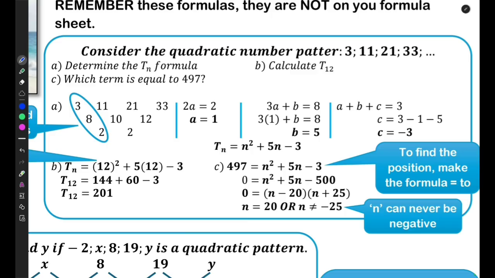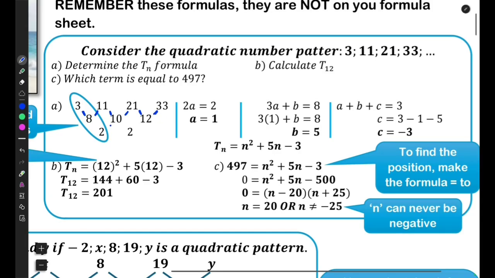Okay, question A. First thing I'm going to do is I am going to get the difference between the terms. So I'm going to say 11 minus 3 gives me 8, 21 minus 11 gives me 10, 33 minus 21 gives me 12. Then I'm going to do it again. So remember, I'm always doing right minus left. So 10 minus 8 gives me 2, and 12 minus 10 gives me 2. Because that bottom row is constant, that means it's a quadratic number pattern. Sometimes they ask you, prove, why is this a quadratic number pattern? Then you just need to show that there's a constant second difference.